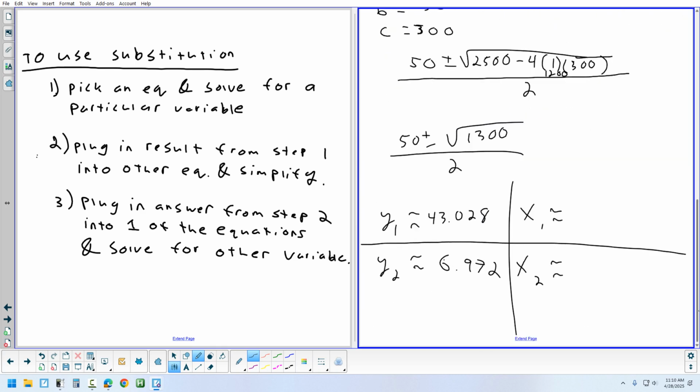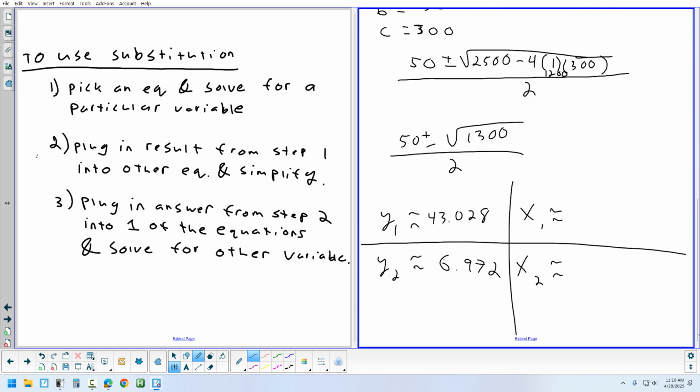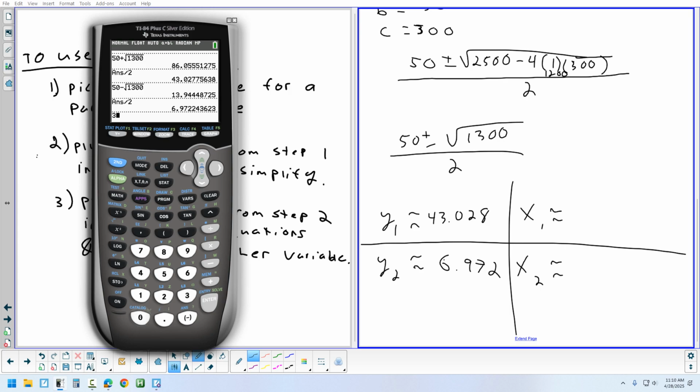All right, so I've got my Y's. As I said earlier, take each Y and fill them back in right there, and that'll give you the X. 300 divided by Y equals X. That's the easiest way to find it. So let's see what happens. Take 300 and divide by Y. I get 6.972.